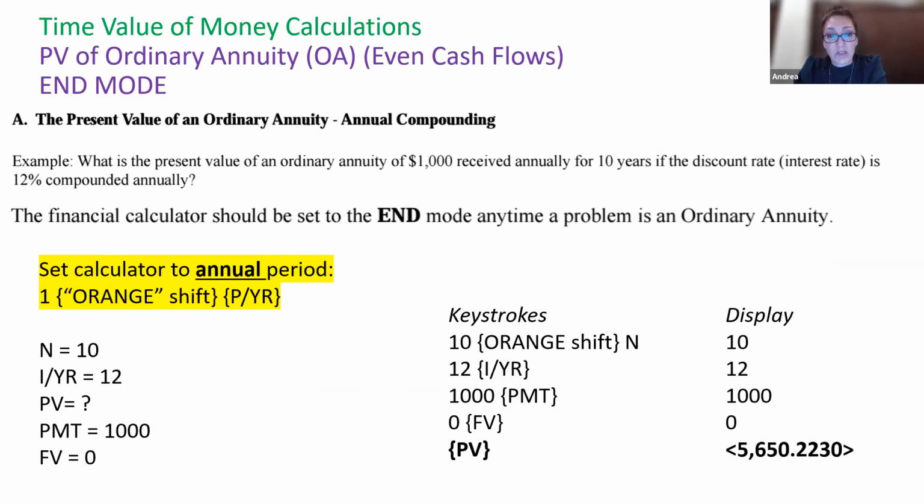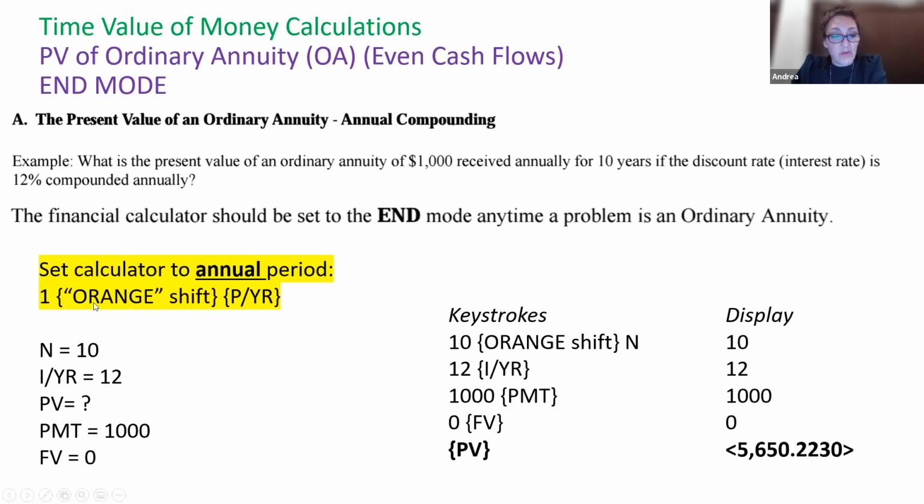So we know it's annually. We know it's an ordinary annuity, OA. If you see OA, that means that it's set to the end mode. Anytime you see that. If you see AD, that means annuity due. So we're going to set our calculator to 1 period, annual period, 1 shift PYR.